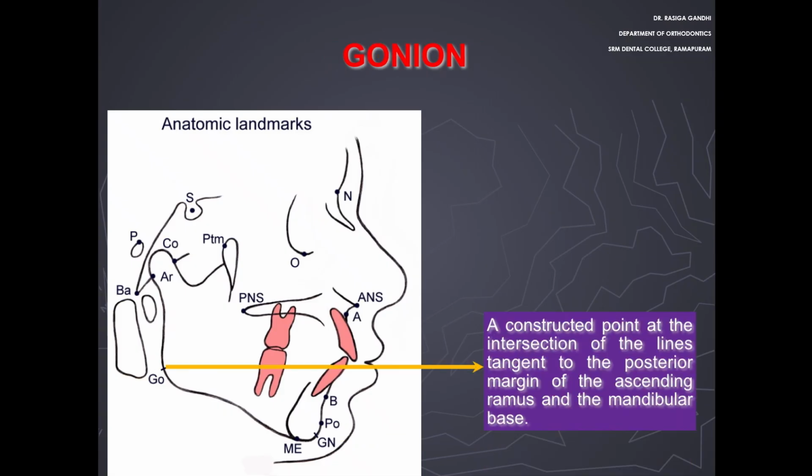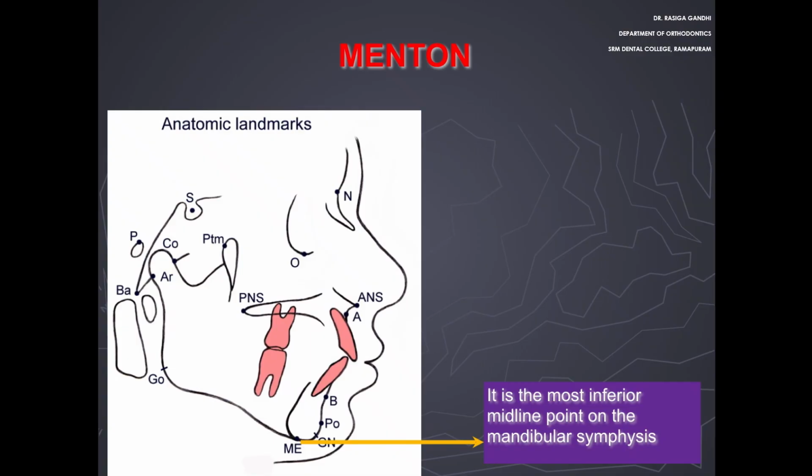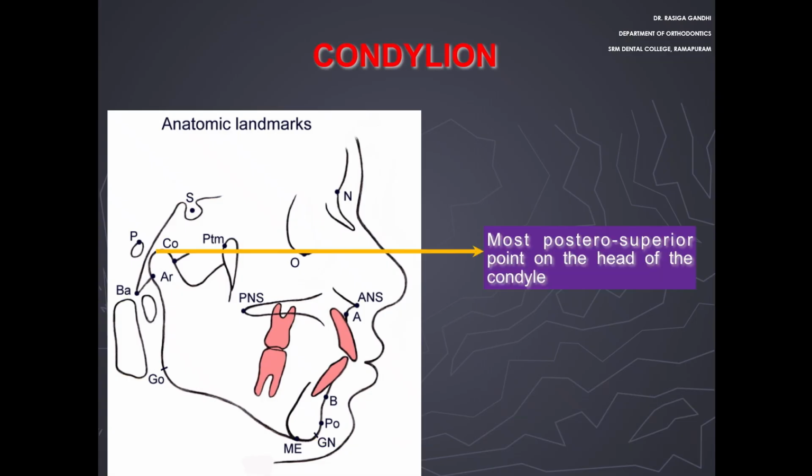Next will be your gonion, which is seen in the angle of the mandible. It is a constructed point, that is intersection of the ascending part of ramus and the mandibular base, when the tangent is drawn, the point of intersection. Next will be menton. It is the most inferior point in the mandibular symphysis. In the chin, the inferior most part is called menton.